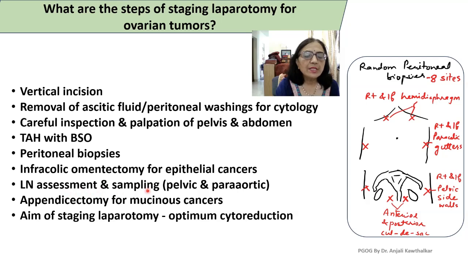Lymph node assessment and sampling of the pelvic lymph nodes and para-aortic lymph nodes is done. Now this is an important terminology. Block lymphadenectomy is not done, as it leads to more development of lymphedema and postoperative morbidity. So what is done is lymph node assessment and sampling. Appendicectomy is recommended whenever there is a mucinous cancer. And the aim of staging laparotomy, apart from this staging, the other important aim is optimum cytoreduction.